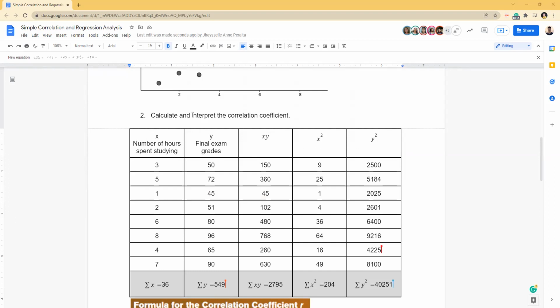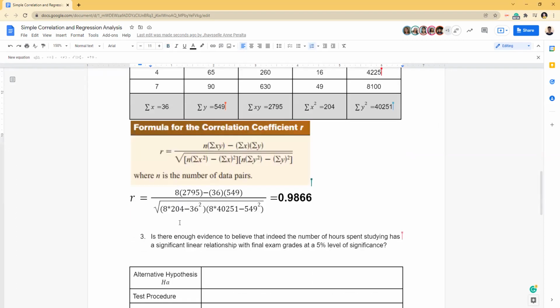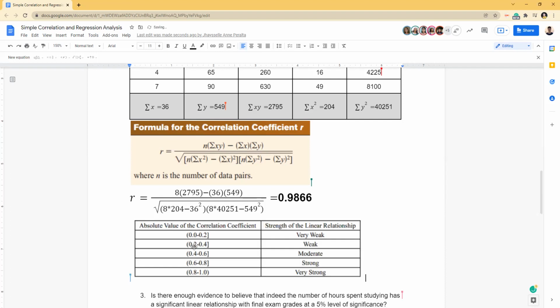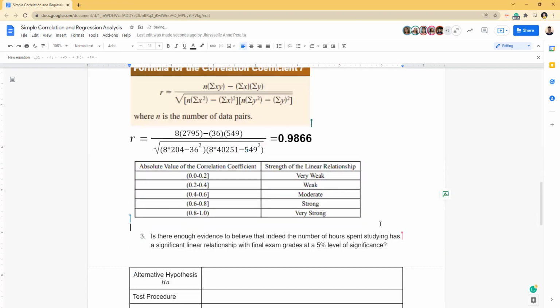Then we'll have to interpret this. So how do we interpret this? Kung babalikan natin yung video, may binigay si Professor Yambot na table on how to determine the degree of linear relationship. So nakita lang natin na the correlation coefficient is 0.9. How do we interpret this? So let me paste the table for reference. So ito yung binigay sa atin ni Professor Yambot. Okay, so what is the strength of the linear relationship?